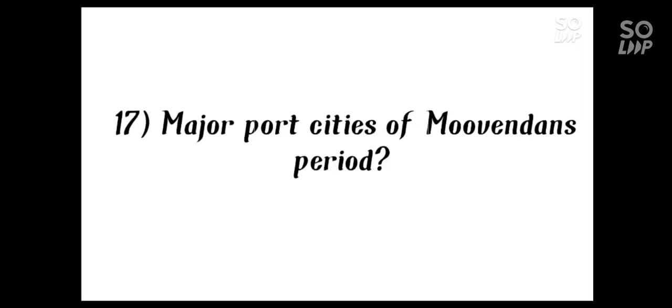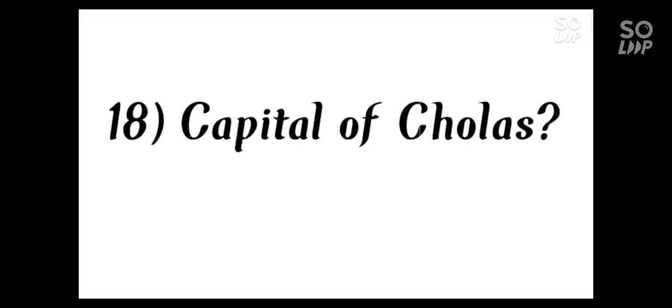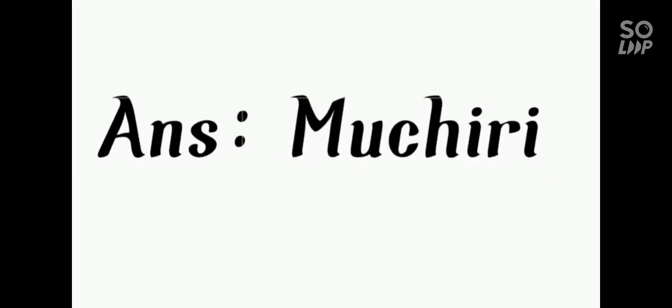Major port cities of the Moovendans period: Muchiri, Tondi, Vagai, Mandai, Kaveri Pattanam. Capital of the Cholas, Urayur. Capital of the Cheras, Muchiri. Capital of the Pandyas, Madurai.